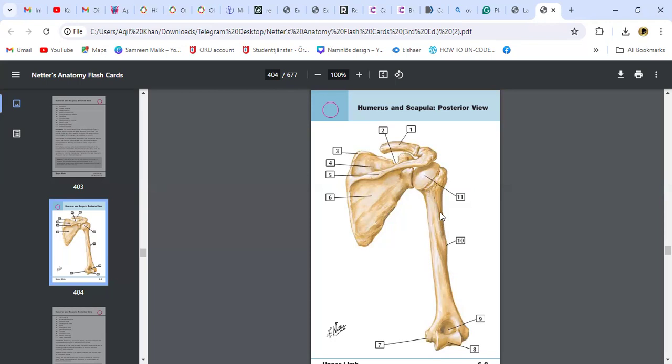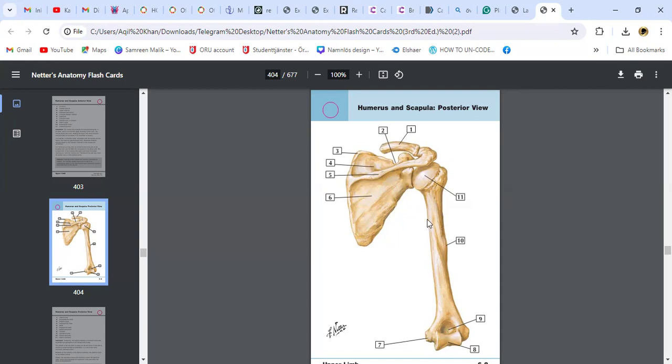Mid shaft of the humerus, let me tell you where the deltoid tuberosity is. That's the point of insertion of the deltoid muscle, right? That's why it's called deltoid tuberosity. Distally, there is a depression above the trochlea, this is the trochlea and this is the depression, right? Olecranon fossa. It accommodates the olecranon process of the ulna when the elbow is fully extended. So this is something that you have to know.